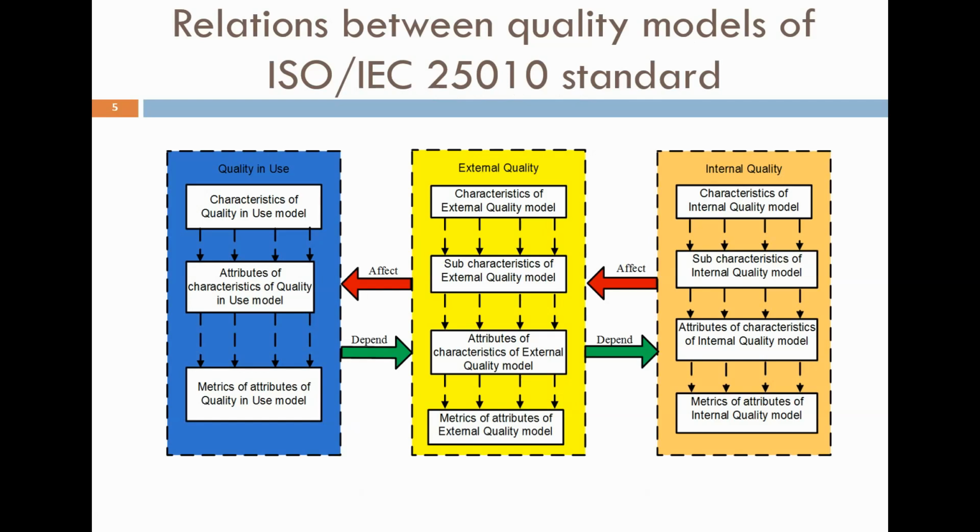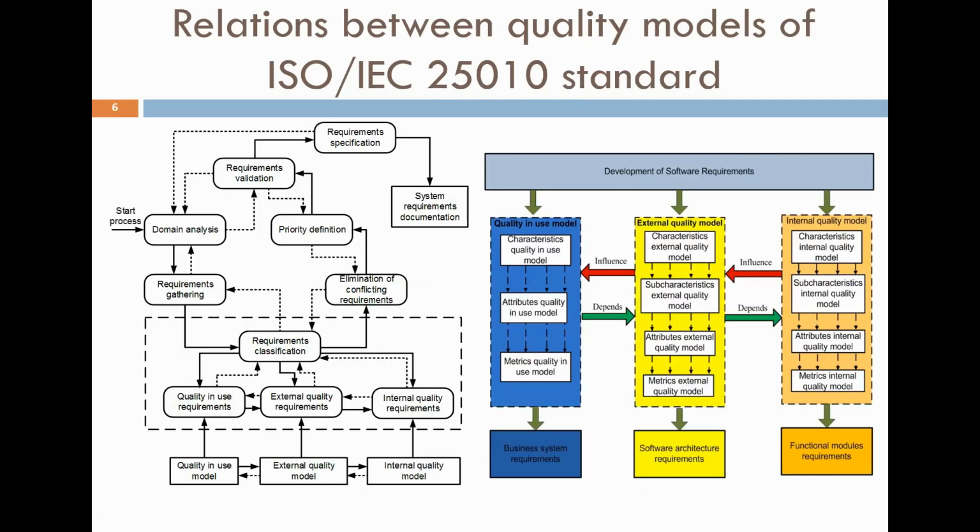For example, requirements in the view of the quality in use model are useful at the stage of system testing. External quality model requirements can be used at the stage of software architecture design. And internal quality model requirements we can use at the stage of software development. We propose to use the method of software requirements communication, which helps to provide requirements tracing at the life cycle stages, and the requirements engineering processes are shown on this slide.